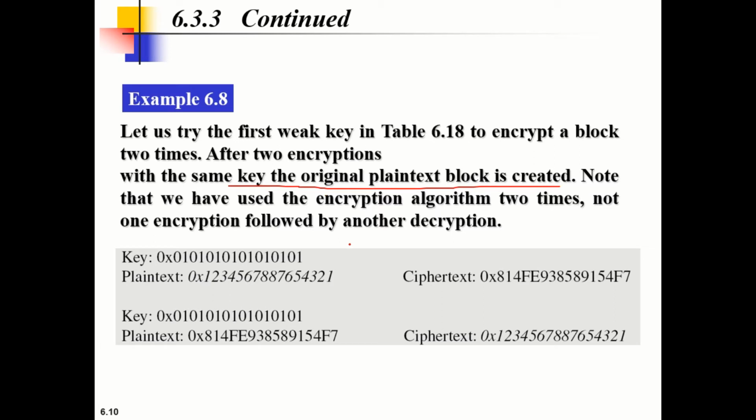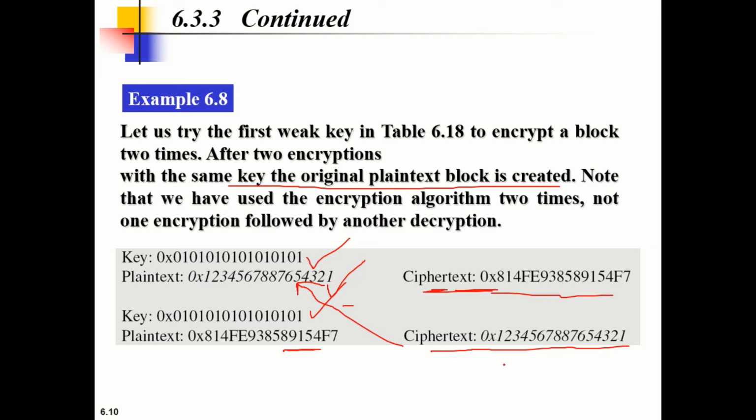So here we can see that this is the key, okay, and this is the plain text. This ciphertext we are getting. Now if we apply the same process again on this ciphertext, this becomes the plain text now, and the key is the same. So the ciphertext we get over here is the same as the initial plain text. So that is the problem with the weak keys. After two encryptions we get the original plain text block.